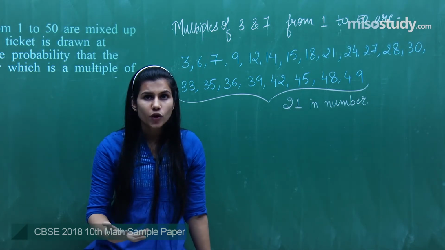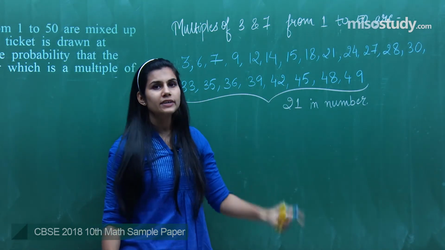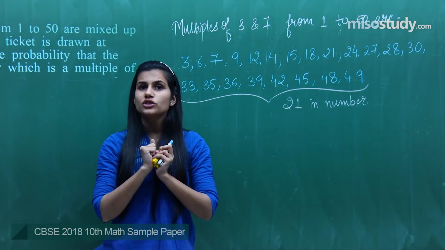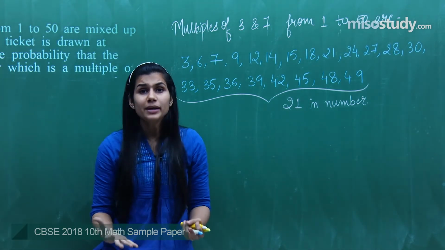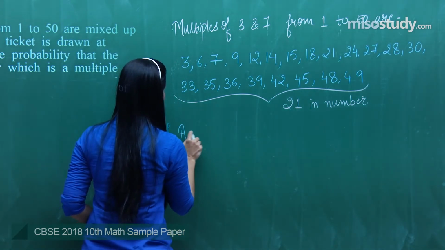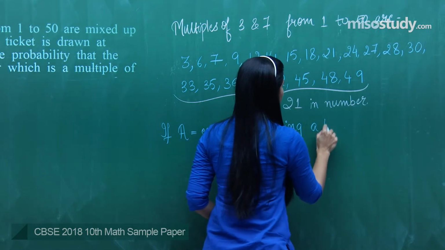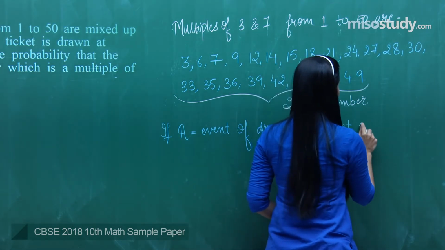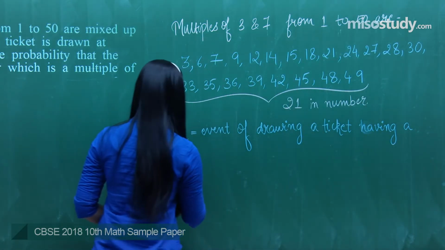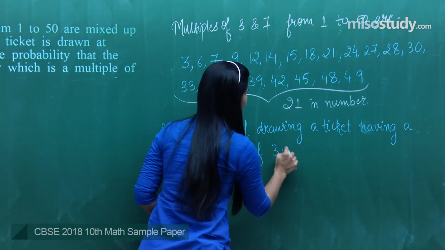That means the favorable outcomes for me are these 21 tickets, which have these 21 numbers upon them. Out of a total of 50 tickets, which is my total number of outcomes which can come when I draw one ticket, the favorable tickets are these 21 tickets which have these 21 numbers. And that is why if A is the event of drawing a ticket having a number that is multiple of 3 or 7.